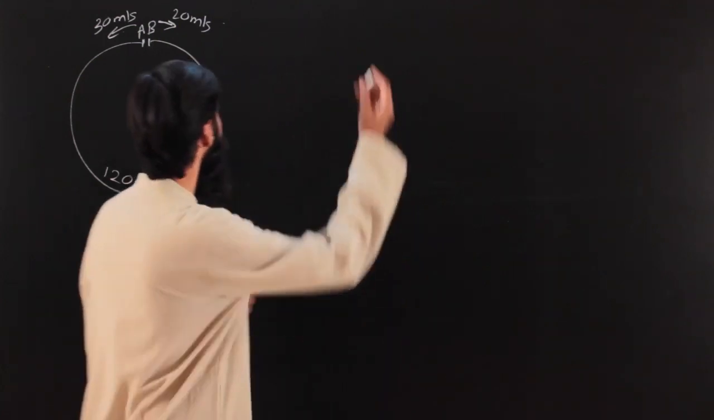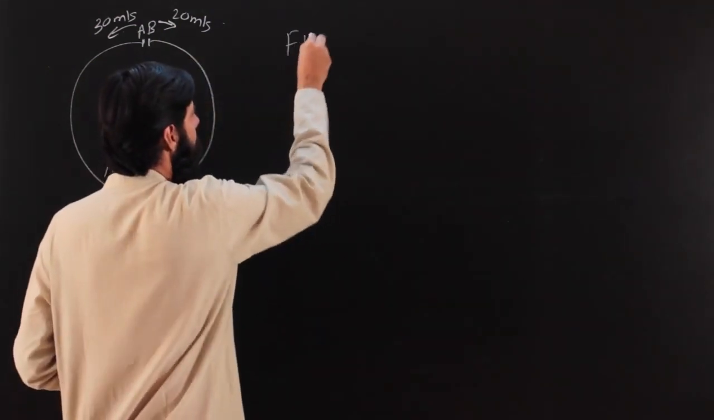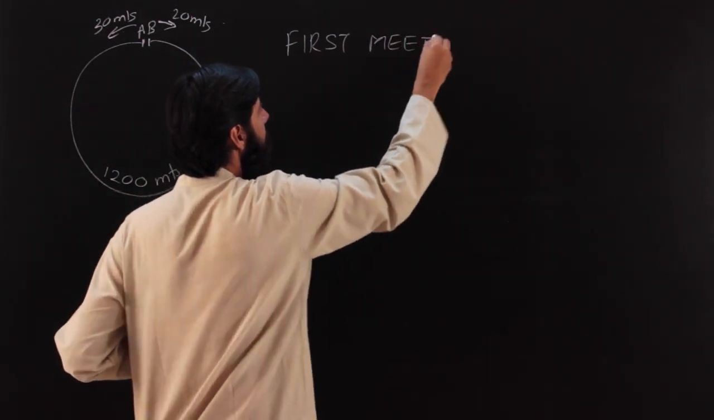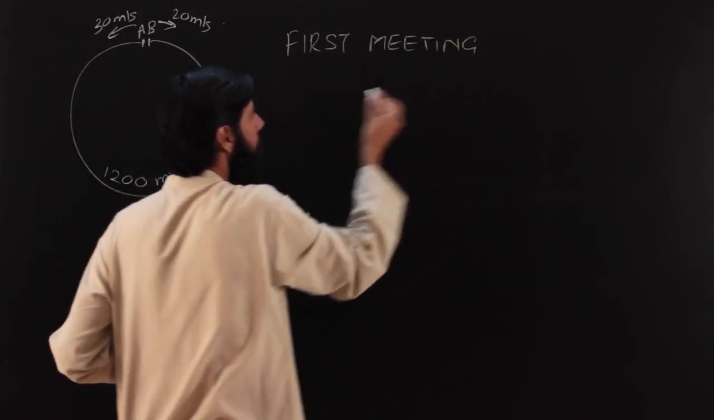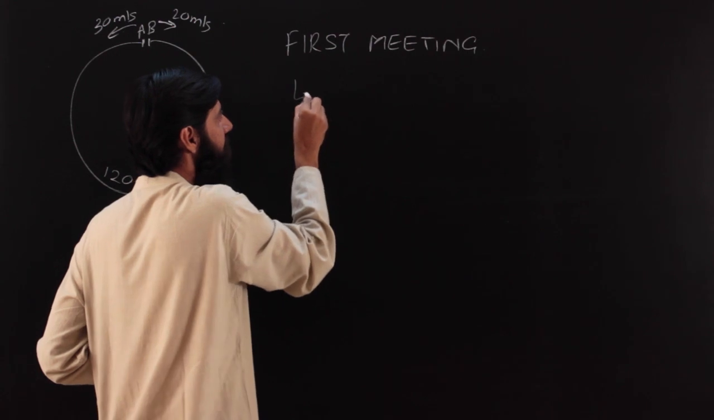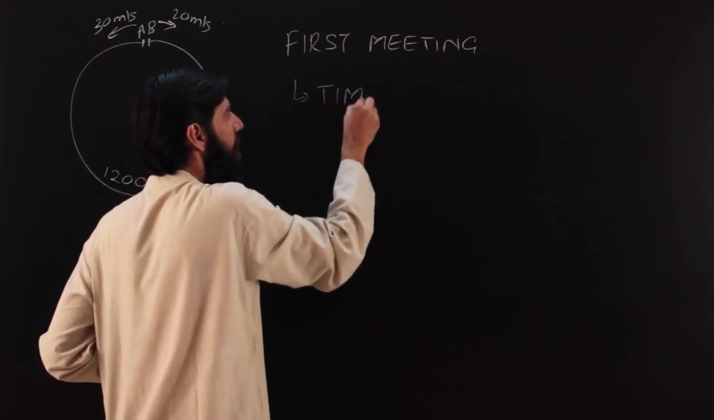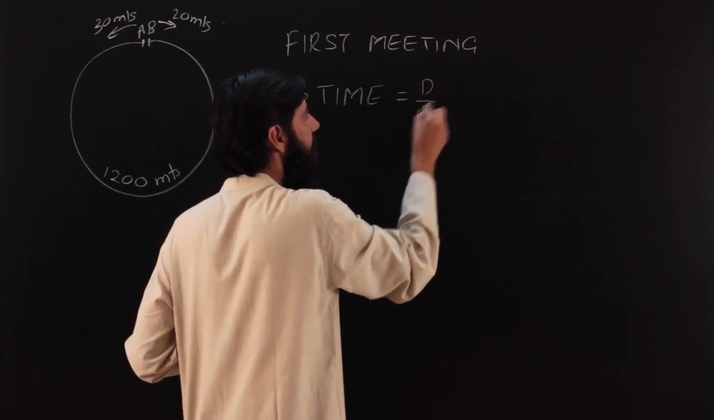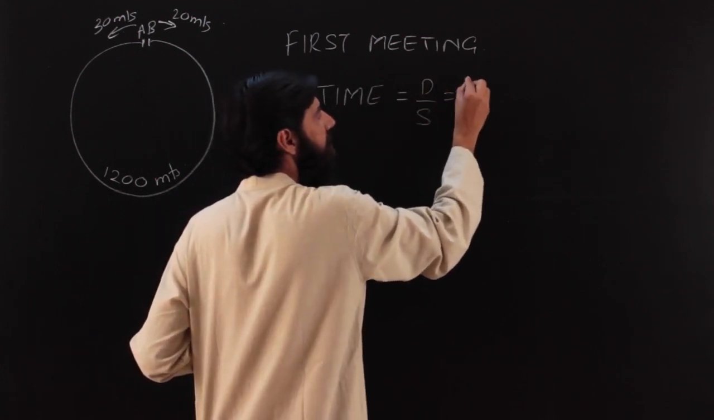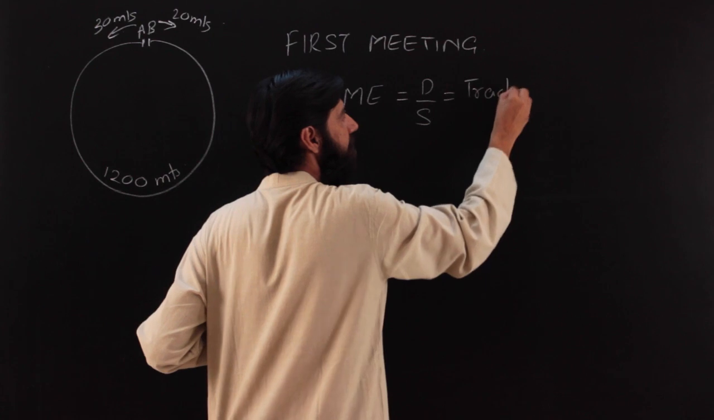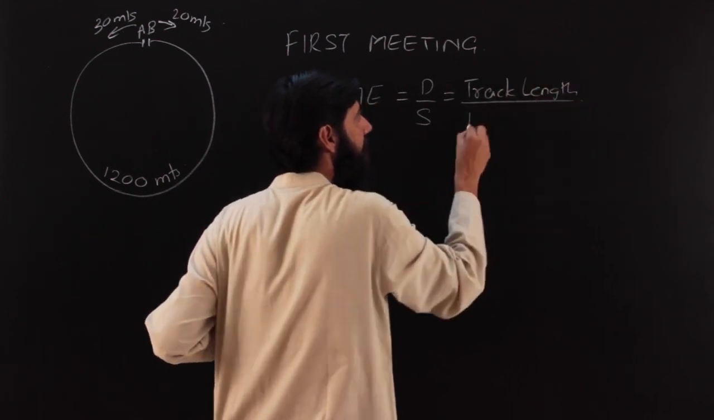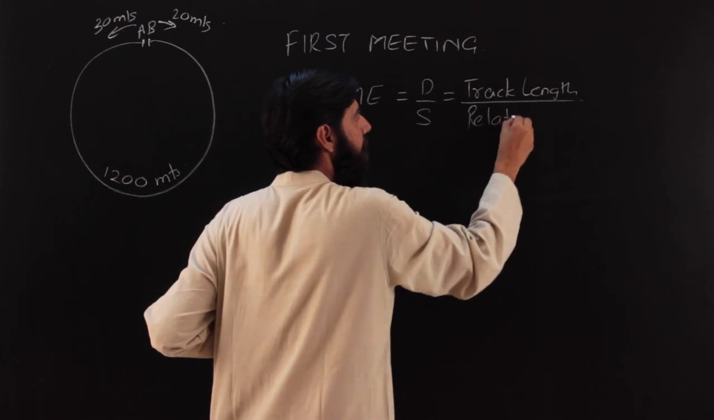Let's consider the first meeting. We have seen the measure of time; one of the first questions is going to be about time. Now, time is always given as distance by speed, and in the case of circular tracks, distance refers to the track length and speed refers to the relative speed.